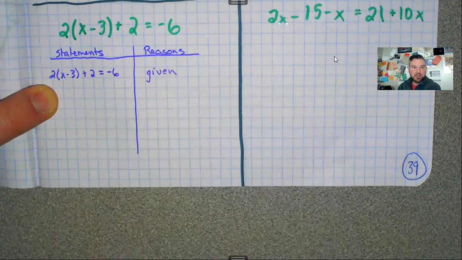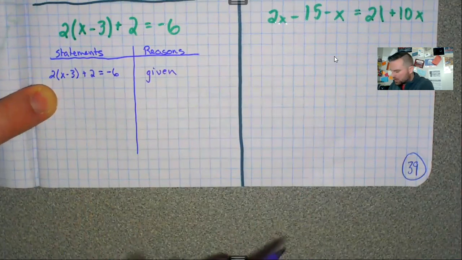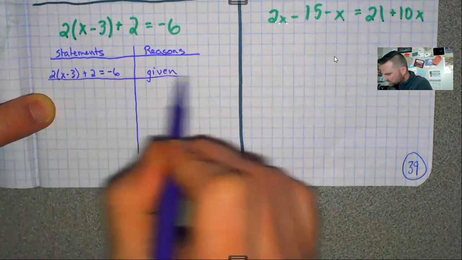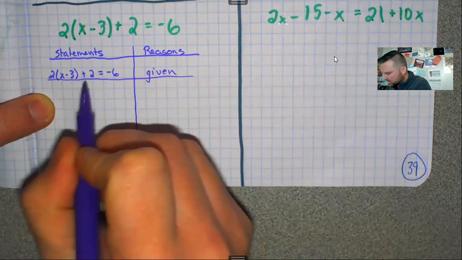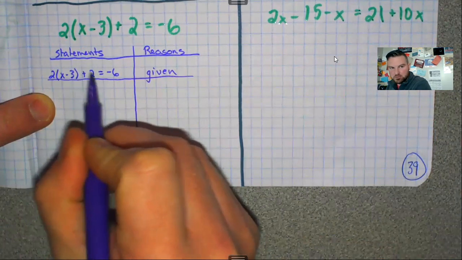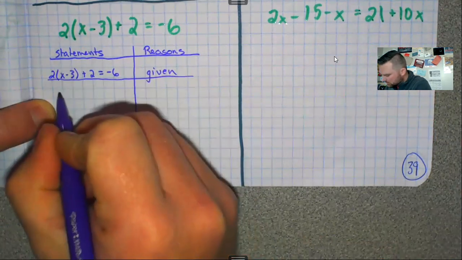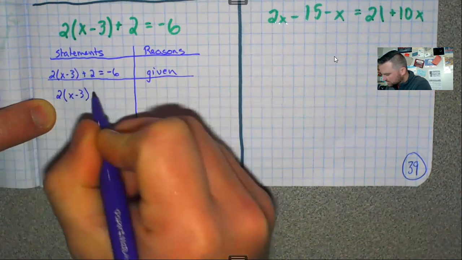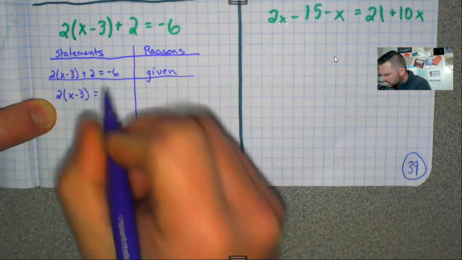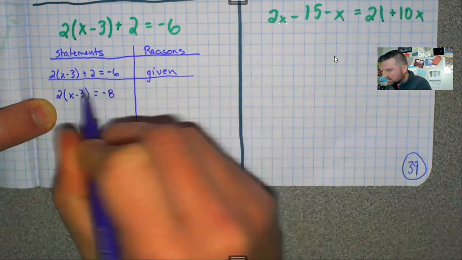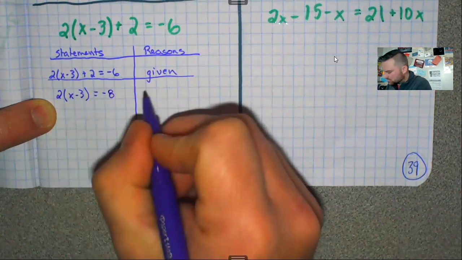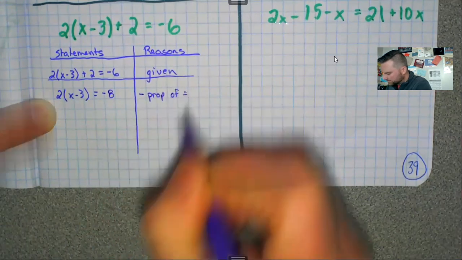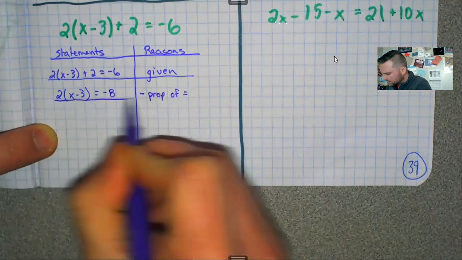Okay, again, there's a lot of things we could do here. I'm going to take this one maybe a different route than you might choose. Okay, the first thing I'm going to do is subtract 2 from both sides. So I have 2(x - 3) - 2 = -6 - 2, which is -8. And I subtracted the same number from both sides, so that is the subtraction property of equality.